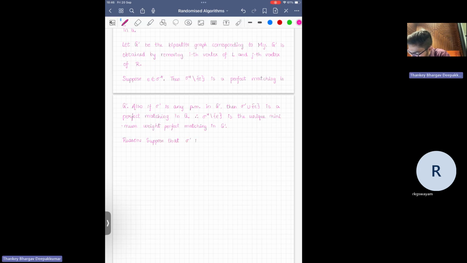sigma prime is a perfect matching in G prime with weight of sigma prime less than or equal to weight of sigma star minus E. So we want to prove that no such sigma prime exists, right?